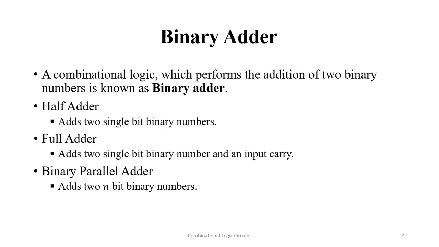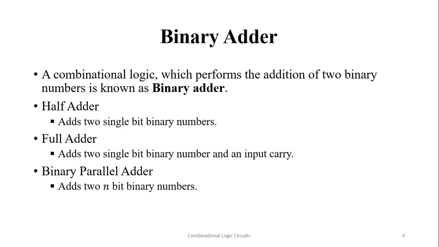The first combinational logic circuit is the binary adder. Adder is obvious from the name. A binary adder adds two n-bit numbers. A combinational logic circuit which performs the addition of two binary numbers is known as a binary adder.